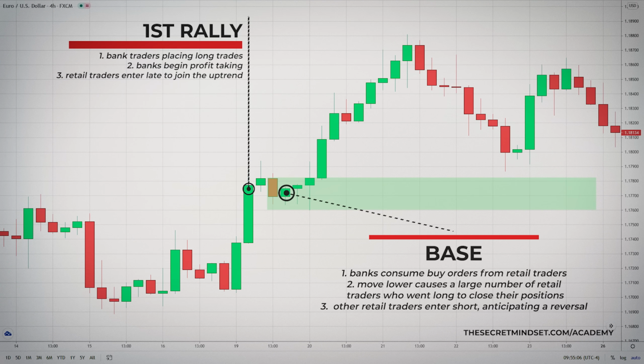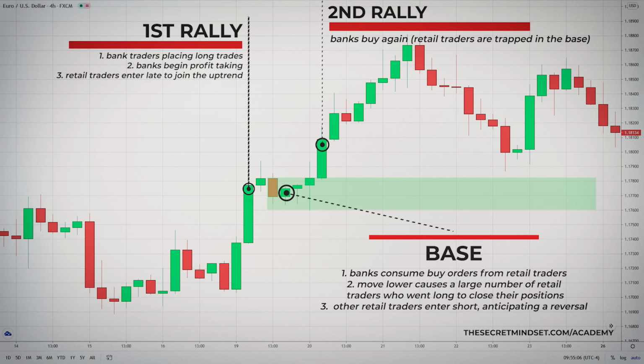This consumption of buy orders means that the market makes a small move lower and creates the base of the potential demand zone. The move lower causes a large number of retail traders who went long on the rally higher to close their trades at a loss, which puts a lot of sell orders into the market. In addition to this, there will be a small number of retail traders thinking the move down is a trend reversal, meaning they'll place sell trades with the expectation that the market is going to move lower.